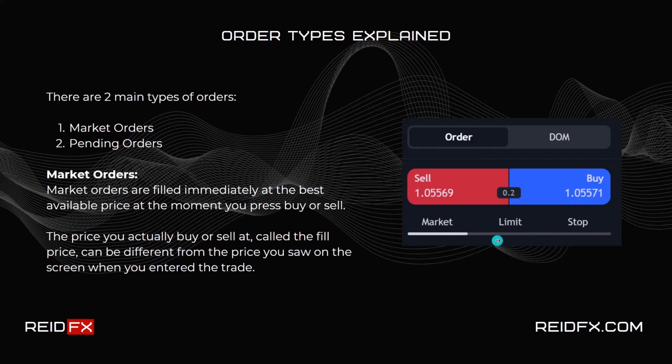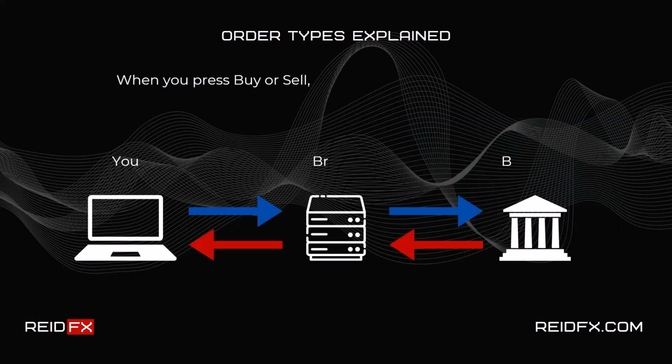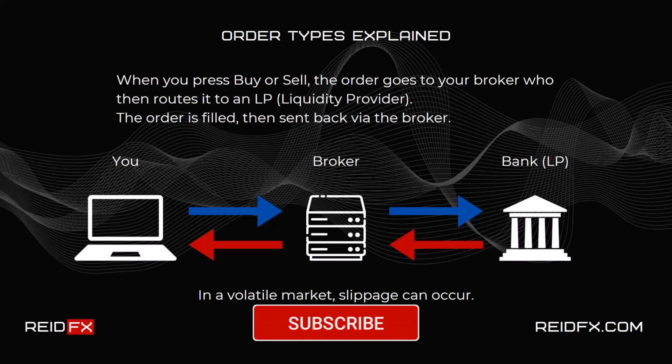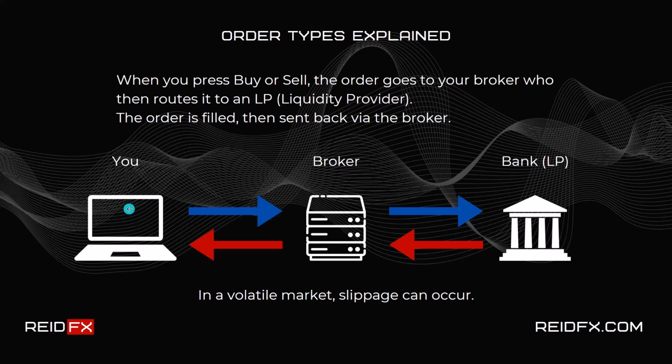So let's have a look at that process. Now, I've simplified this enormously. What really happens is quite a bit more complex than what you see on the screen. But basically, this is you press buy or sell. So let's say you do a buy trade, you press buy, that order goes to your broker, who then passes it on to the bank, which is a LP, a liquidity provider. Now, they actually fill the order, or they execute the order essentially. And then that's sent back to the broker, who then passes it back to you. And then you find out the price that you actually bought at.